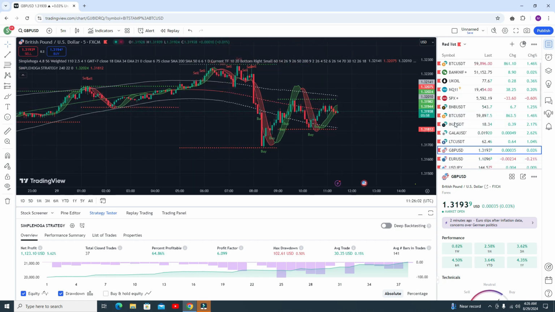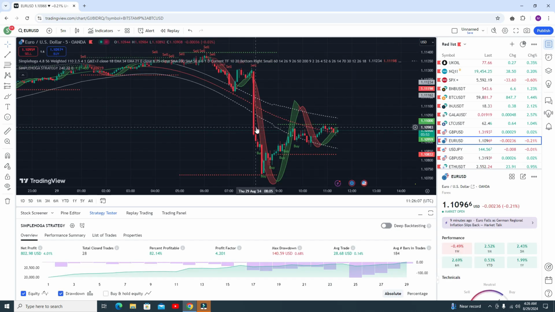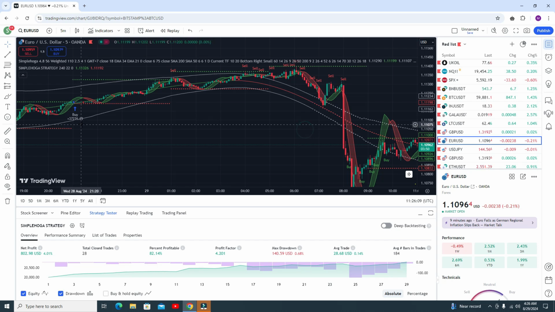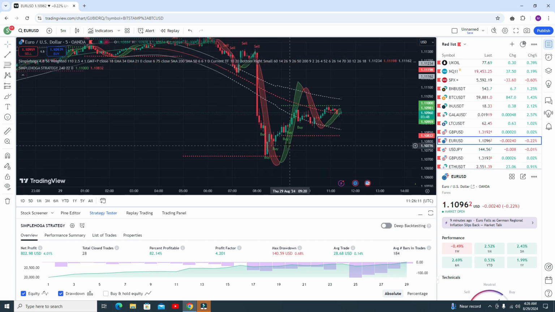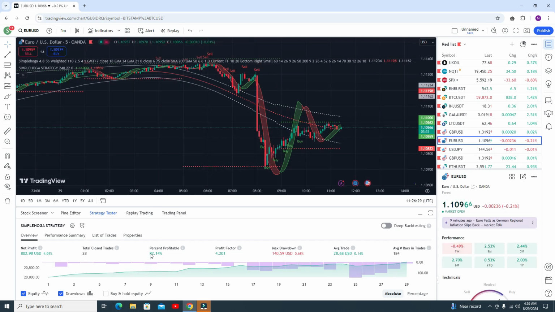Okay, let me show results in Euro USD. In the Euro USD, we got the buy signal, and you can see this is the most accurate buy signal because the RSI is below the band line and you are getting the buy signal, so this is the most accurate buy signal, and you can see now you have some good profit. Okay, in the USD JPY and in the Euro USD, you are getting around 82% accuracy from the last 28 trades. Okay, so these are the most accurate buy sell signals.